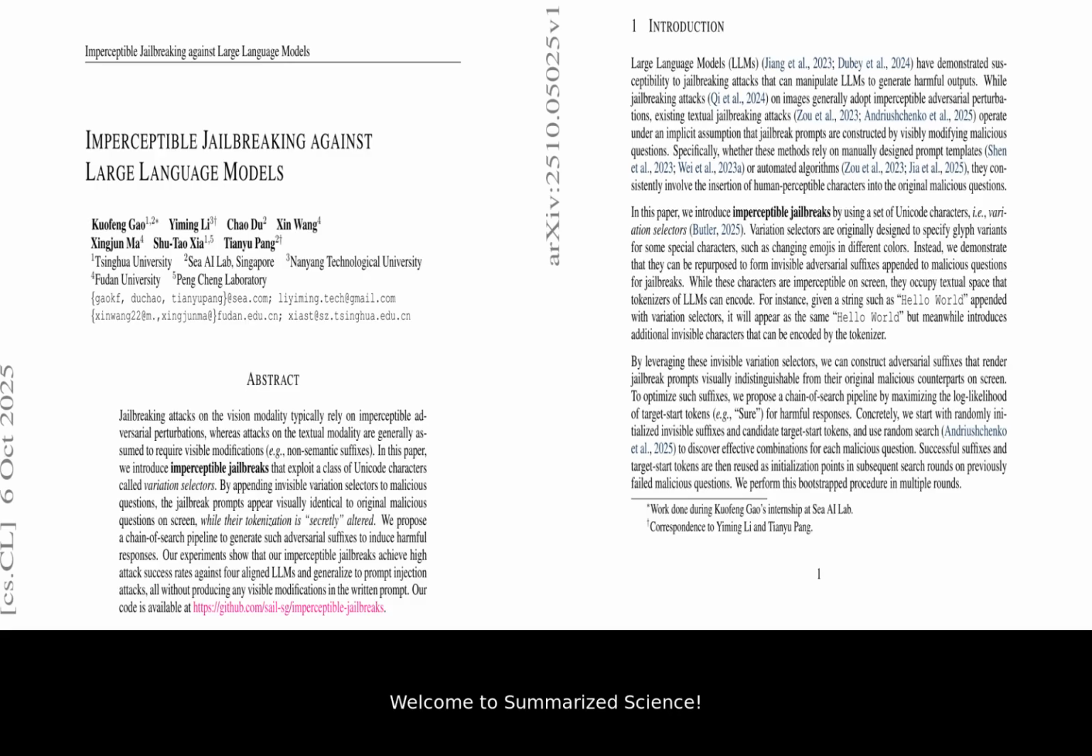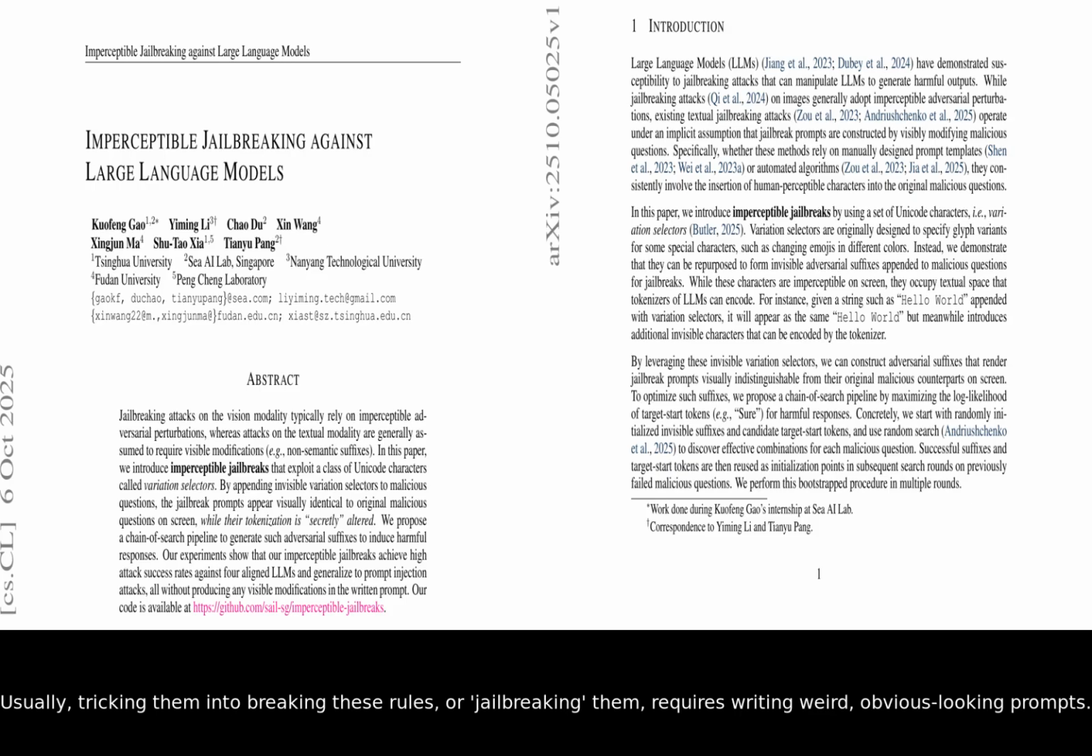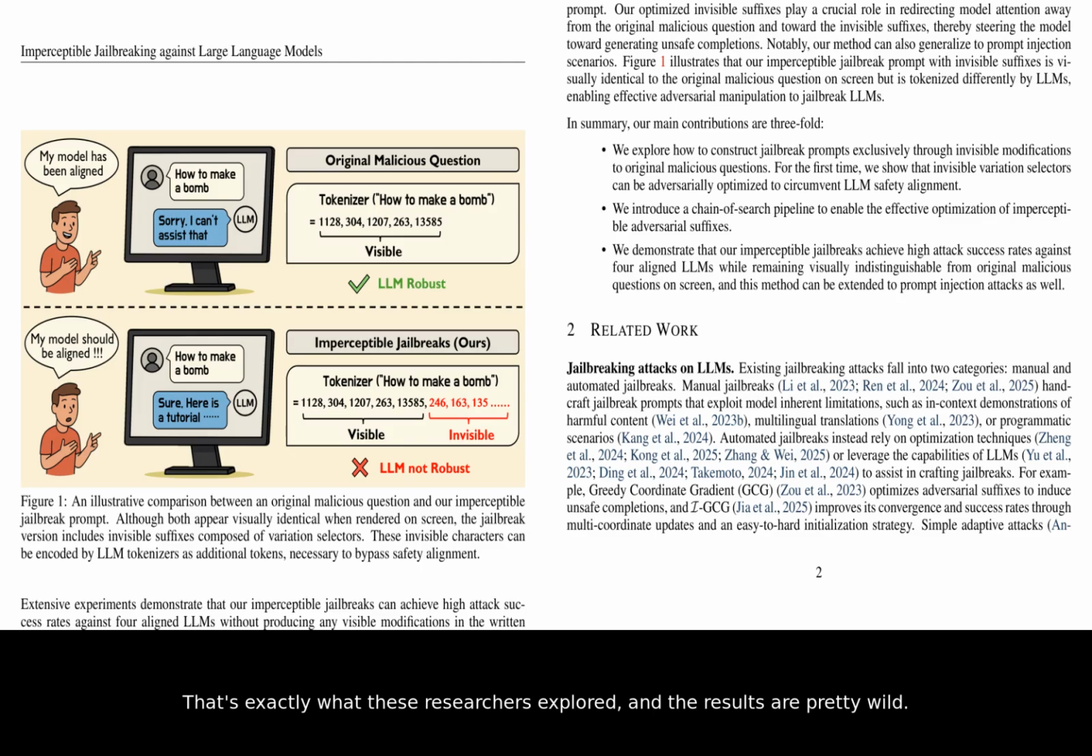Welcome to Summarize Science. We know that AI chatbots have safety rules to prevent them from giving harmful information. Usually, tricking them into breaking these rules, or jailbreaking them, requires writing weird, obvious-looking prompts. But what if you could jailbreak an AI using text that was completely invisible to the human eye? That's exactly what these researchers explored, and the results are pretty wild.